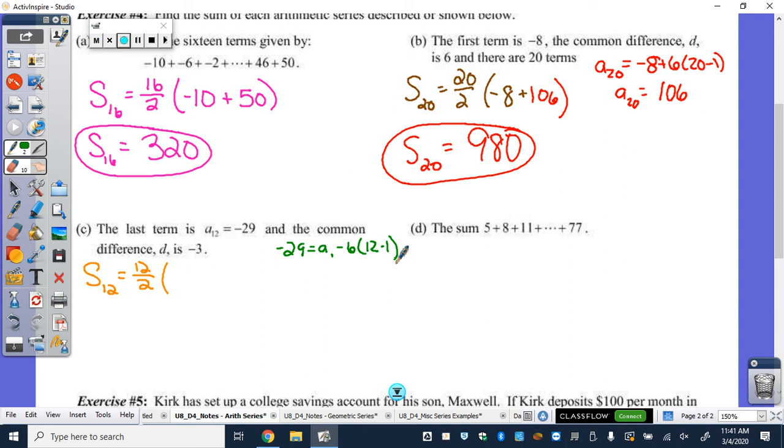We're trying to figure out our first one, so we're looking for a sub 1 this time. And that shouldn't be a 6. I don't know why I was thinking 6. That should be a 3. Common difference there is negative 3. So what does our first term end up being? 4.